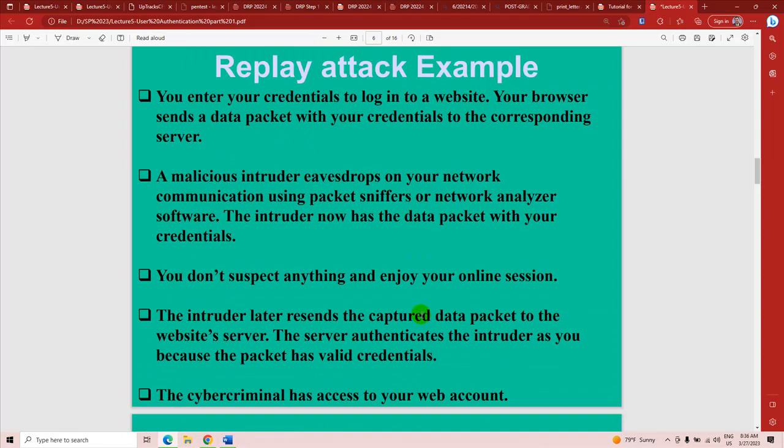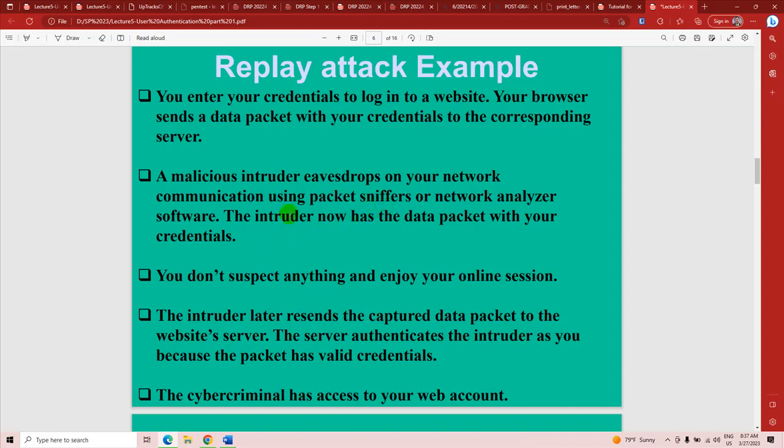Let us discuss an example of the replay attack. Let's say you enter your credentials to log in to a website. You enter a username and password and click the submit button. Your browser sends the credentials to the server. Somebody in the middle, an attacker, captures the packet. A malicious intruder eavesdrops on your network communication using a packet sniffer like Wireshark.